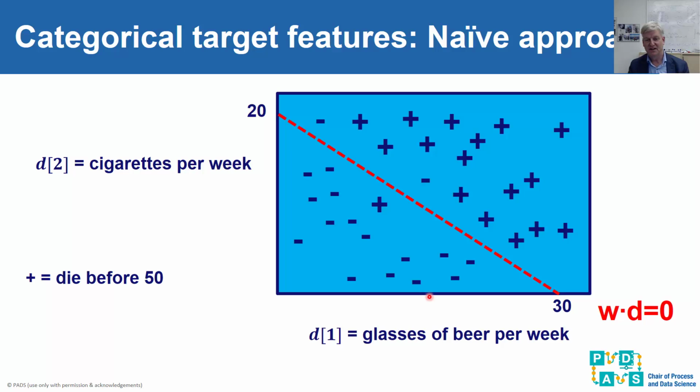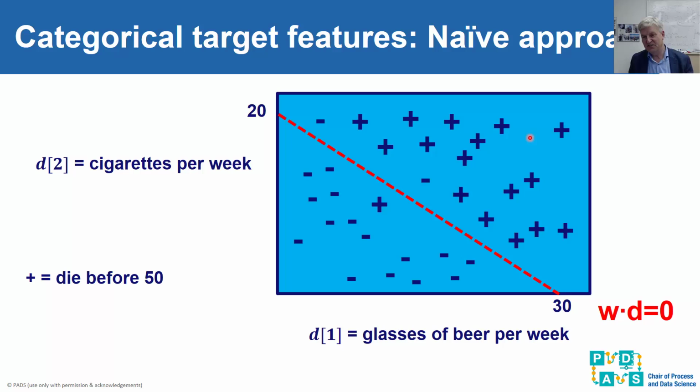First of all, the number of glasses of beer that a person is drinking per week, and on the y-axis we see the number of cigarettes that somebody smoked per week. So what you kind of expect is that if people do not smoke a lot of cigarettes and do not drink a lot of beer, then most of them live beyond the age of 50. For the people that are drinking and smoking a lot, they typically die before the age of 50. So that's what this example tries to express.